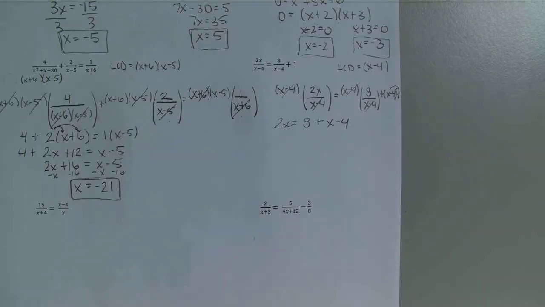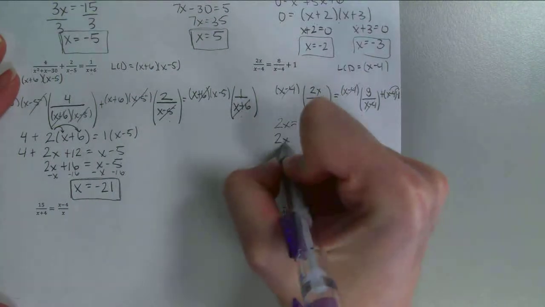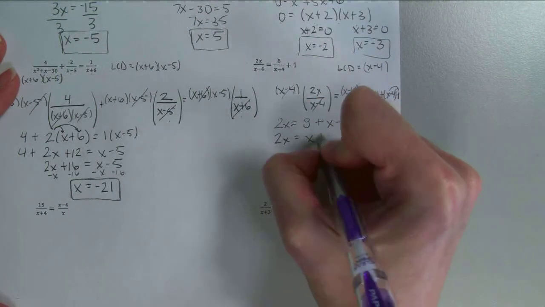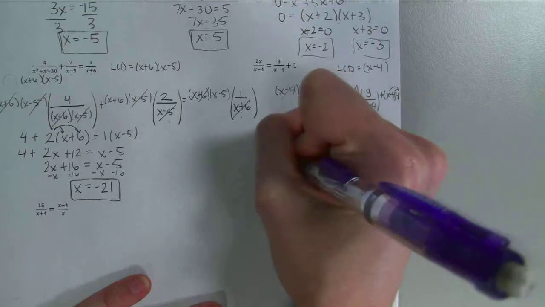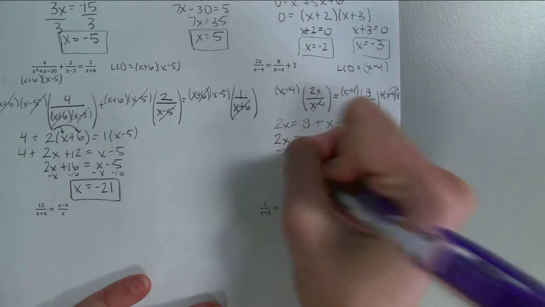Again, before I start moving things around, I like to clean up that right side. What can we combine on the right side? Yeah, so basically 8 minus 4, right? So we'll have 2x equals x plus 4. Does that look okay? Because 8 minus 4 is 4. I'm going to subtract the x over, and you'll get x equals 4.